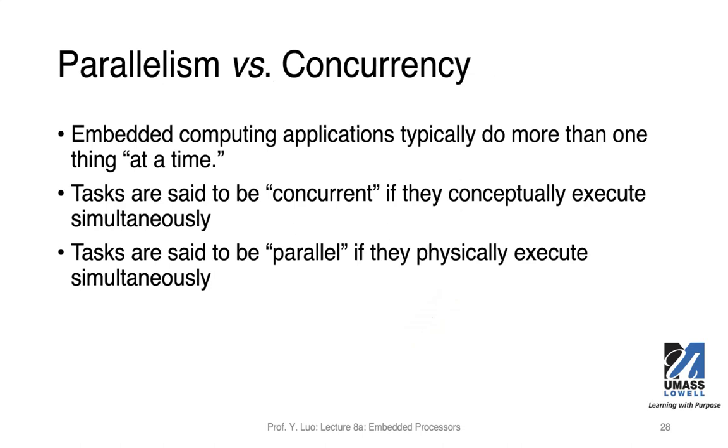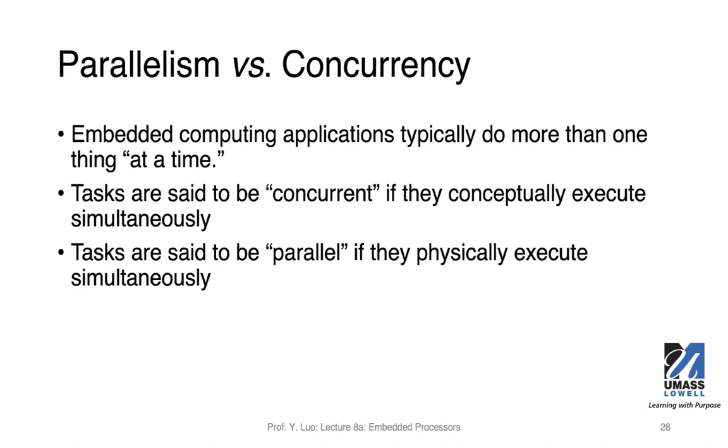In the next few slides, I want to briefly talk about parallelism and concurrency. Parallelism and concurrency are important concepts related to multiple tasks being executed. Embedded computing applications typically do more than one thing at a time, because of the complexity of the cyber-physical system. By nature, there are a lot of things happening at the same time, and you desire your cyber systems to be able to support the computation of different tasks. But I want to differentiate two concepts: one is concurrent, one is parallel. You may see these two terms in different textbooks and papers. They refer to different things, even though they are quite similar.